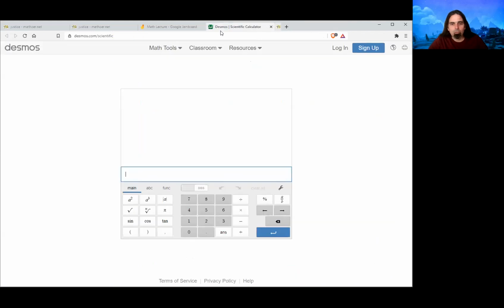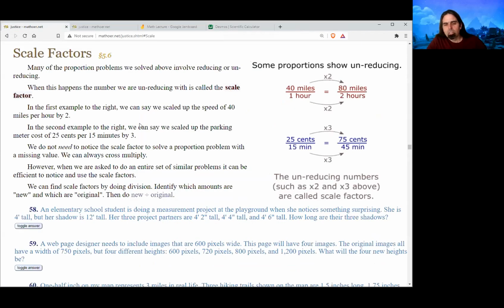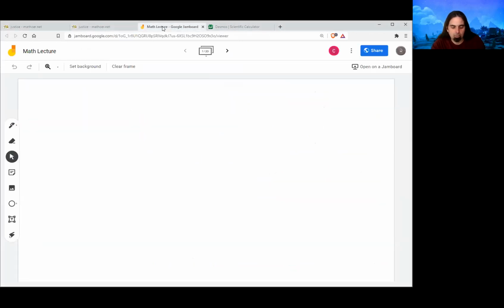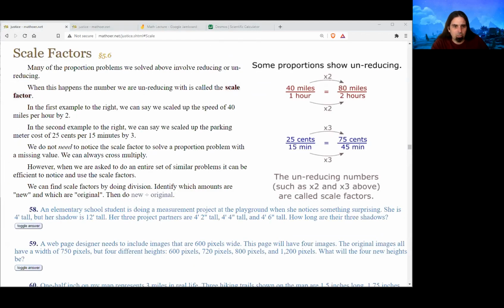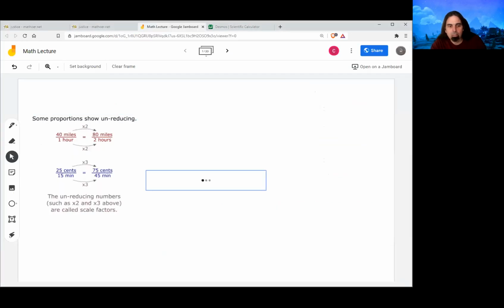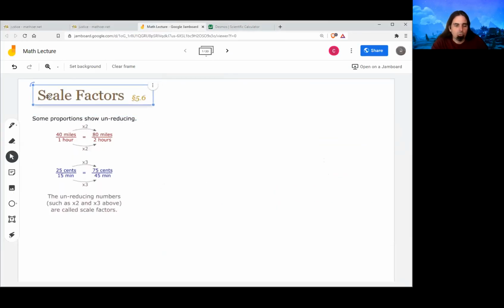Okay, I will get rid of that. And let's talk about scale factors. I'll go ahead and put these on the Jamboard again. So in general, scale factors aren't amazingly useful because when you're doing just one problem, the numbers are usually not this friendly.